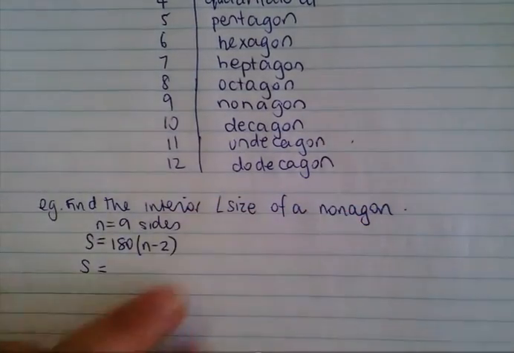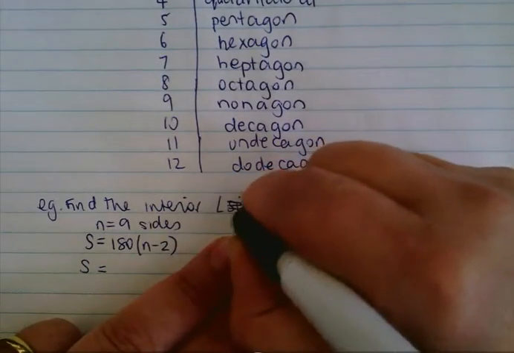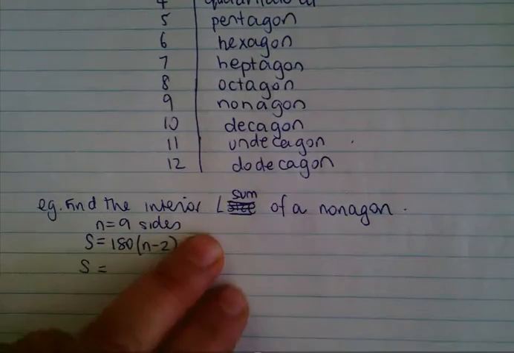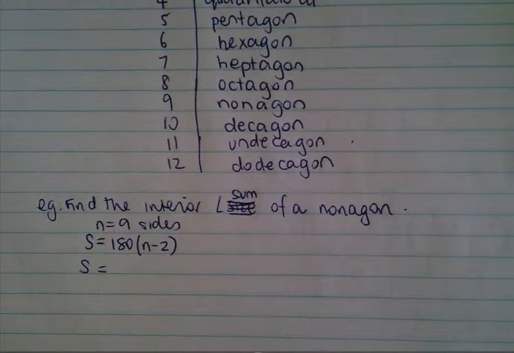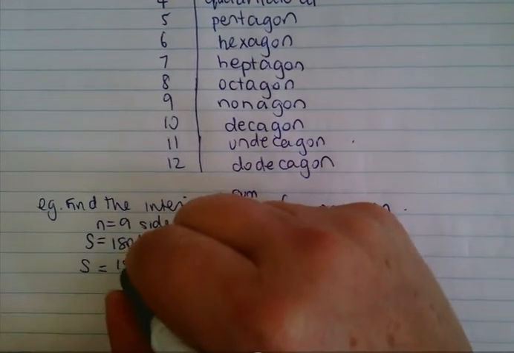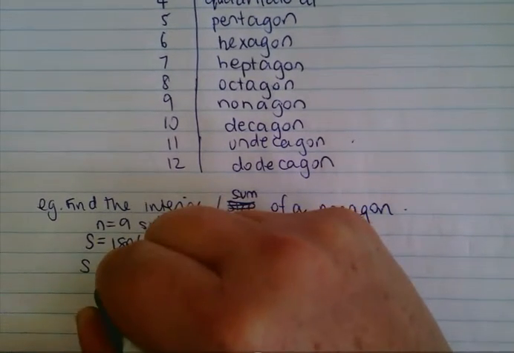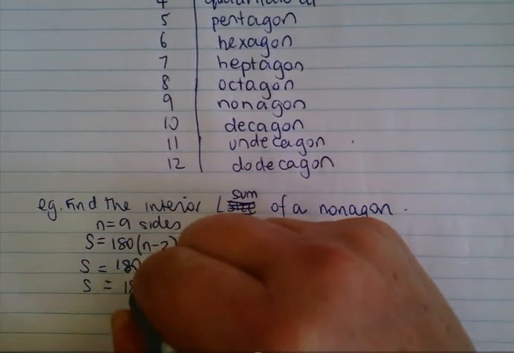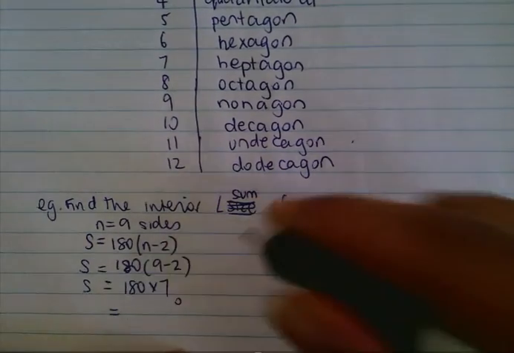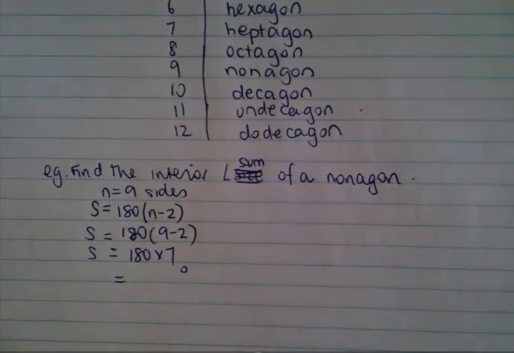So the interior angle, sorry, I don't mean size, I mean sum. Find the interior angle sum of a nonagon. Sorry girls, I wrote the question out wrong. Find the interior angle sum of a nonagon. So you have to know how many sides. Then you apply the formula 180 times 9 minus 2. So it's 180 times 7. The interior angle sum is the sum of all the angles. Okay?